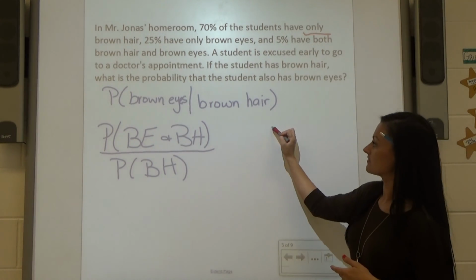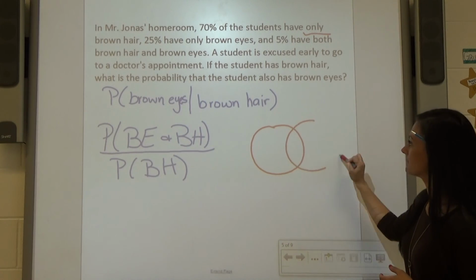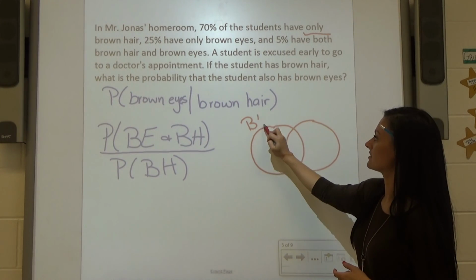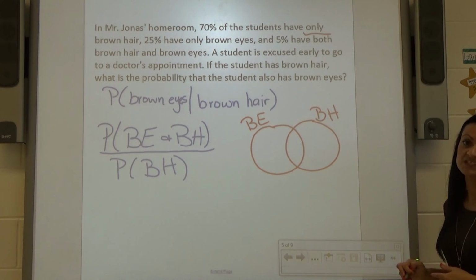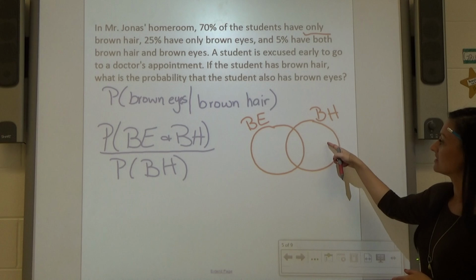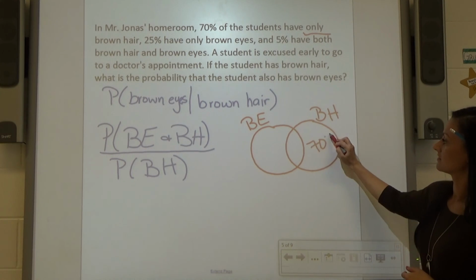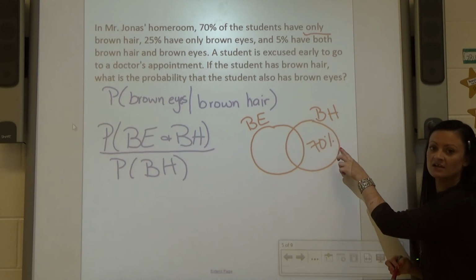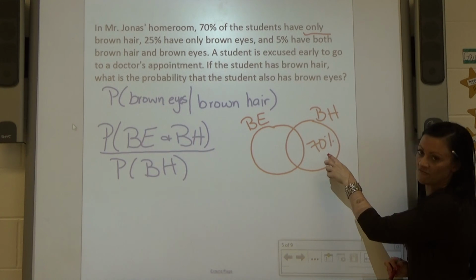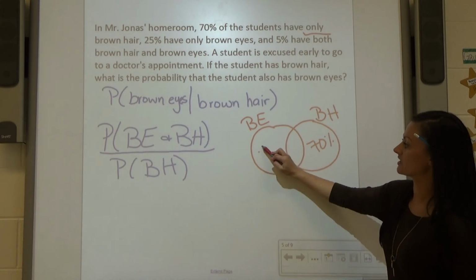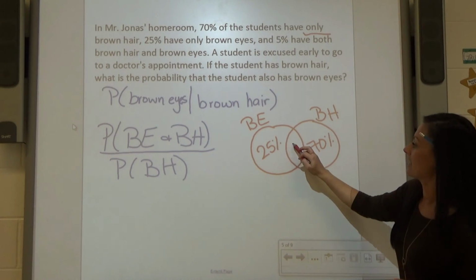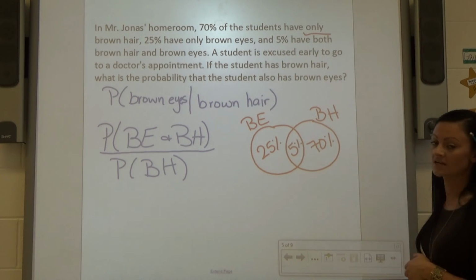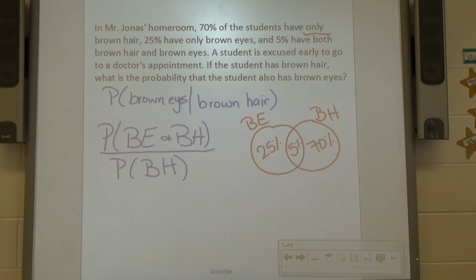So that tells me, if you think of this as a Venn diagram, we'll call this brown eyes, we'll call this brown hair. The 70% of those students live in this part of my Venn diagram because they only have brown hair. There are 25% of these students that only have brown eyes, and 5% of these students that have both brown hair and brown eyes.